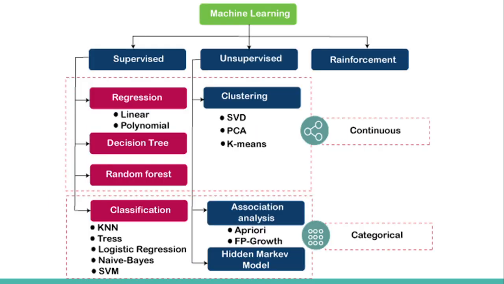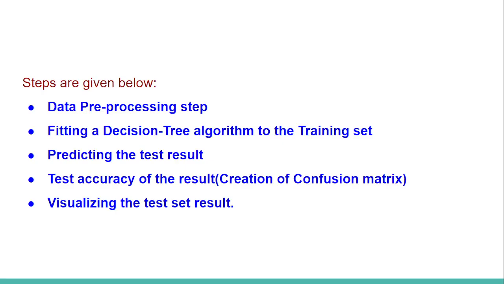Before that, let us see what are the different steps we will be following. First of all, we go for the data pre-processing steps. Then we fit a decision tree algorithm to the training set, then predict the test results and test accuracy using the confusion matrix, and visualize the results. Okay, training and testing results.